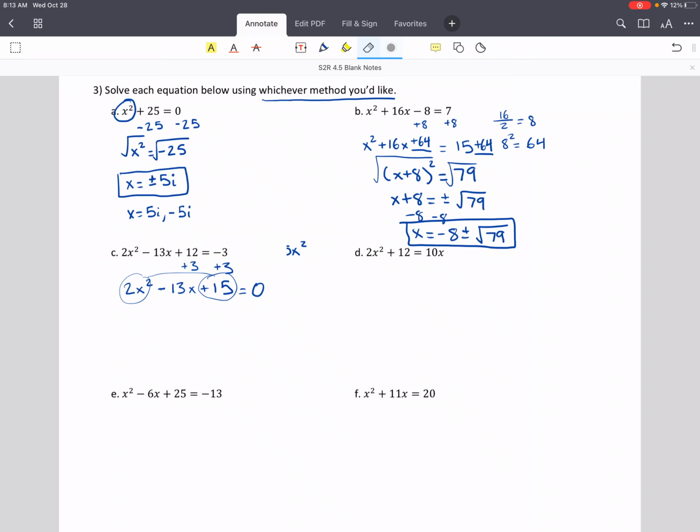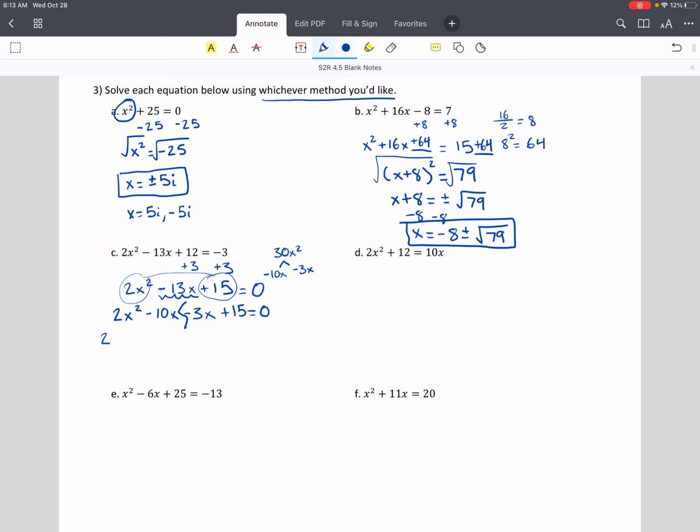That should be 30. Okay, let's try that again. What multiplies to 30 but adds to negative 13? Negative 10 and negative 3. Nice. A does not equal 1 here, so I can't use the shortcut. So I'm just going to substitute both the negative 10 and the negative 3 in for the negative 13.